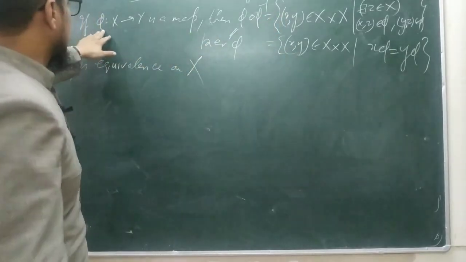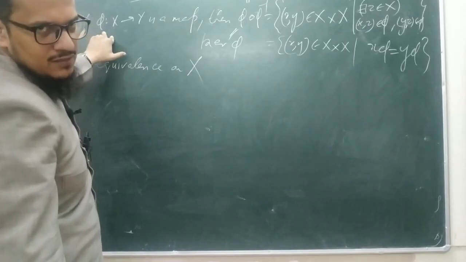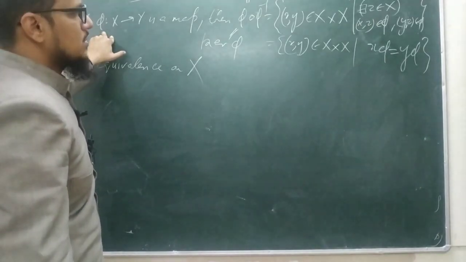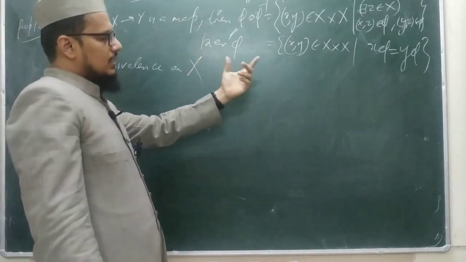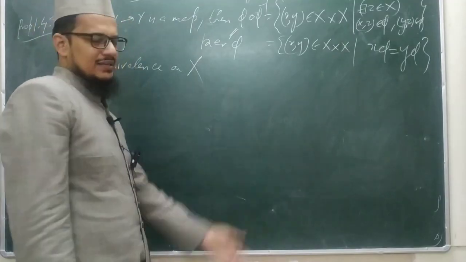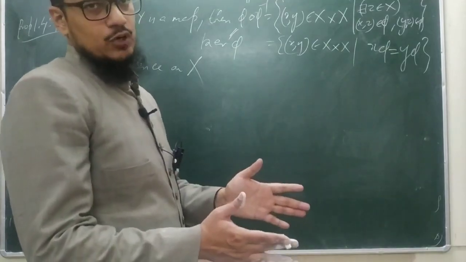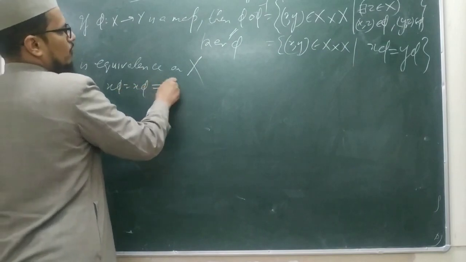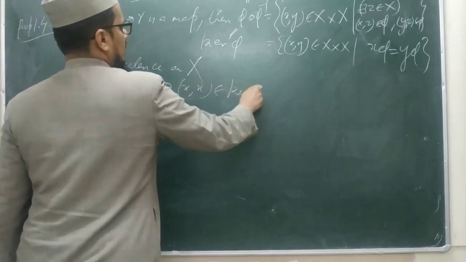Why? Because phi is a map. It is given that phi is a map. So phi composed with phi inverse is the set of x comma y belonging to X cross X, also called the kernel of phi, such that x phi is equal to y phi. We have to prove that this is an equivalence. I think it's trivial, because x phi is equal to x phi, it implies that x comma x belongs to kernel phi.